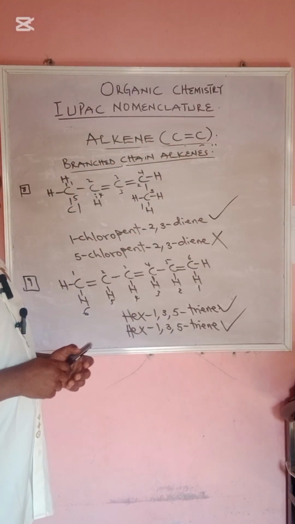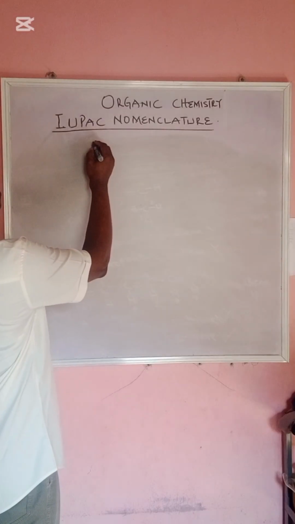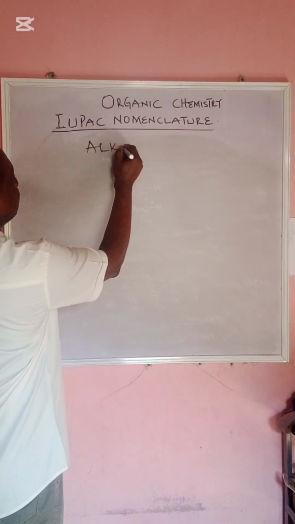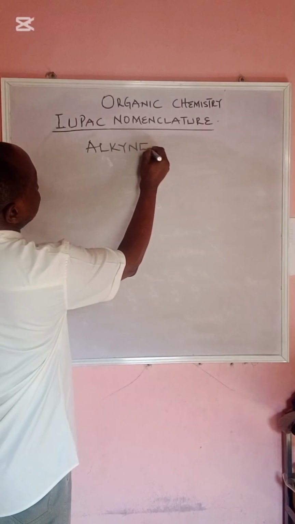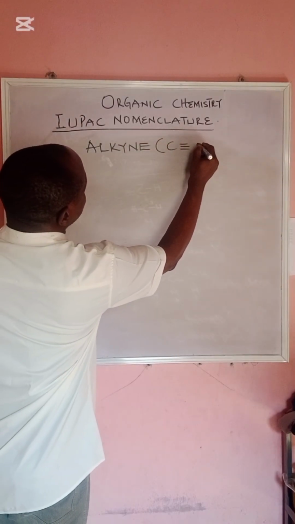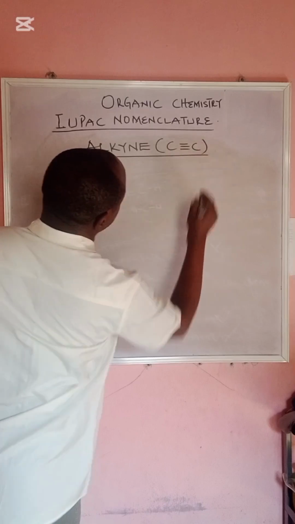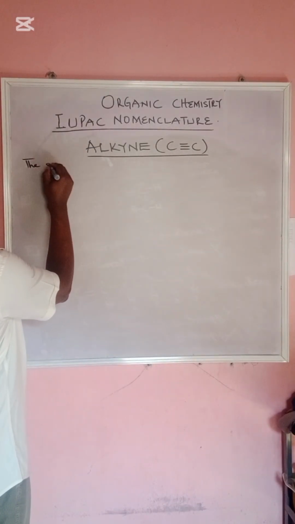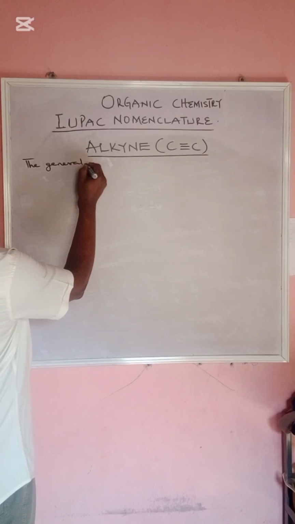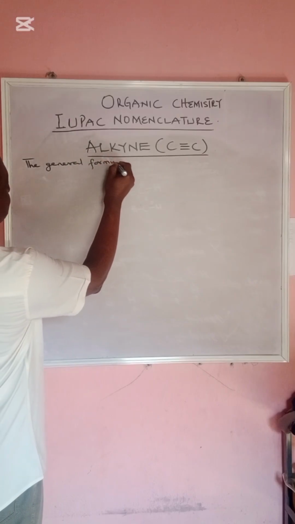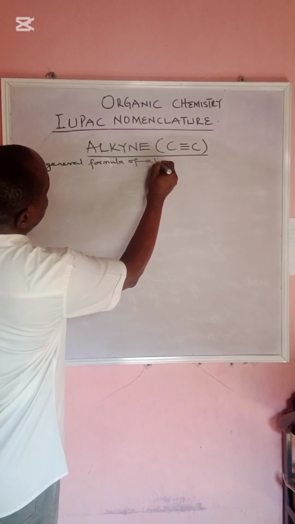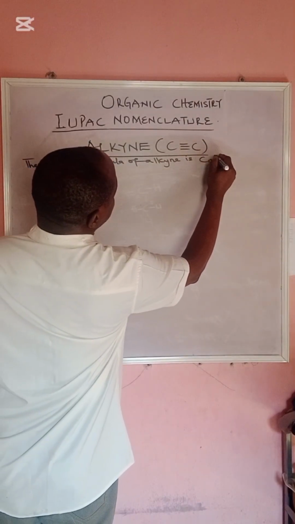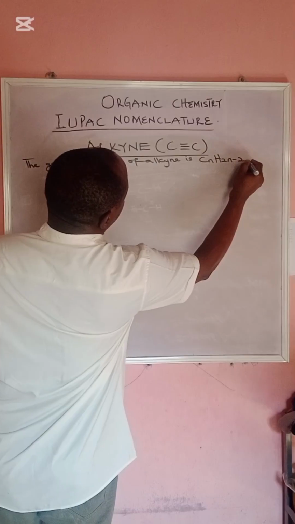So the next thing is alkyne. Our class of organic compound is alkyne. Let's see alkyne. C triple bond C. That's the functional group. So let's see the general formula of alkyne is CnH2n-2.